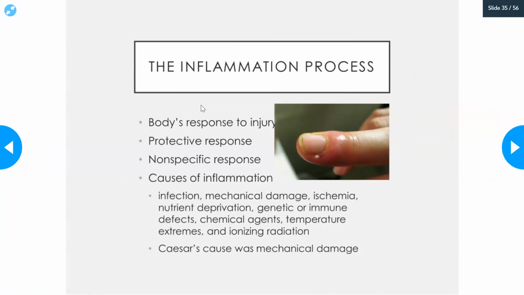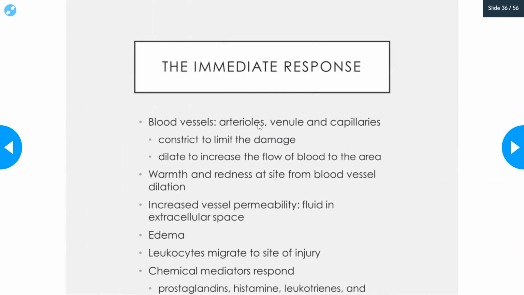Talk about the inflammation process. It is the body's response to injury, whether it's traumatic physical injury or is due to microbes. It is a protective response. It is very non-specific. So it doesn't matter what kind of injury, inflammation is going to be there. The causes of inflammation are infections, mechanical damage, ischemia, nutrient deprivation, genetic or immune defects, chemical agents, temperature extremes, and ionizing radiation. Cesar's cause obviously was mechanical damage, because the scratch of the branch was a traumatic one.